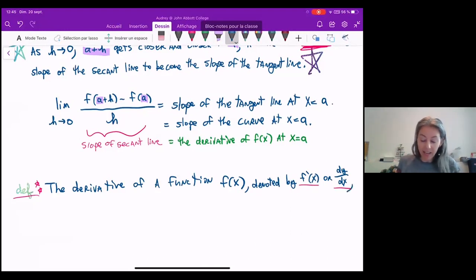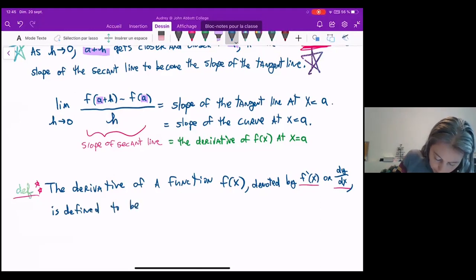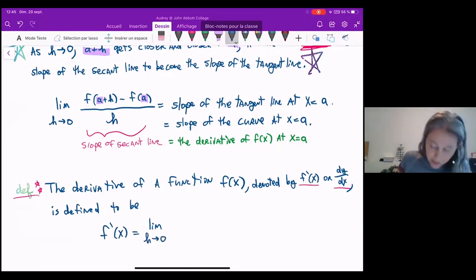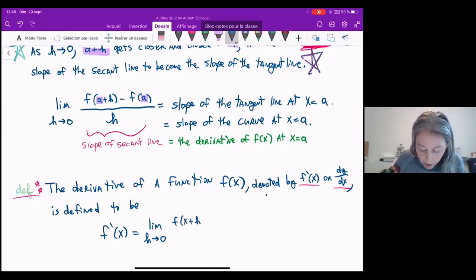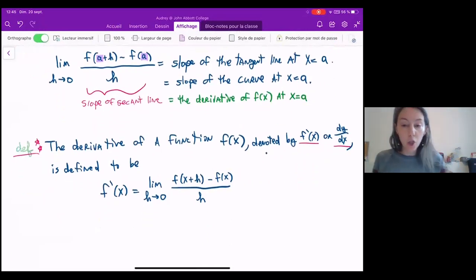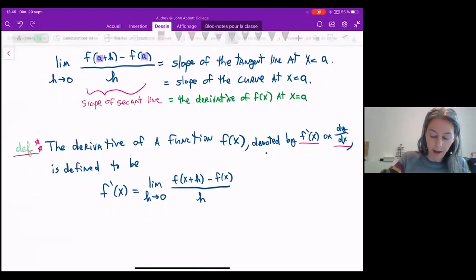So what this is, it's that limit that we just looked at. It's defined to be f prime of x is equal to the limit as h approaches 0. Instead of a, we said a can be anything. It is therefore variable, so it can be replaced with a variable: f of x plus h minus f of x, divided by h. And it represents the slope of the curve, or the slope of the tangent line, for any given value x.